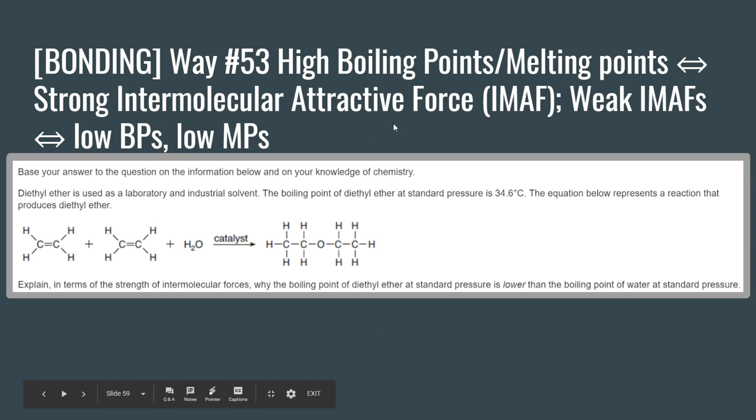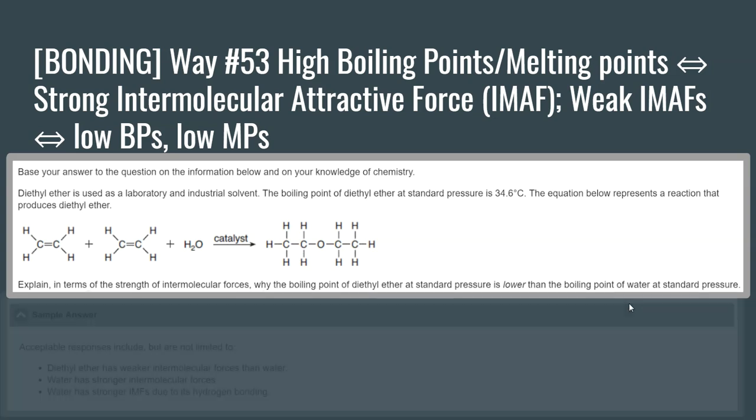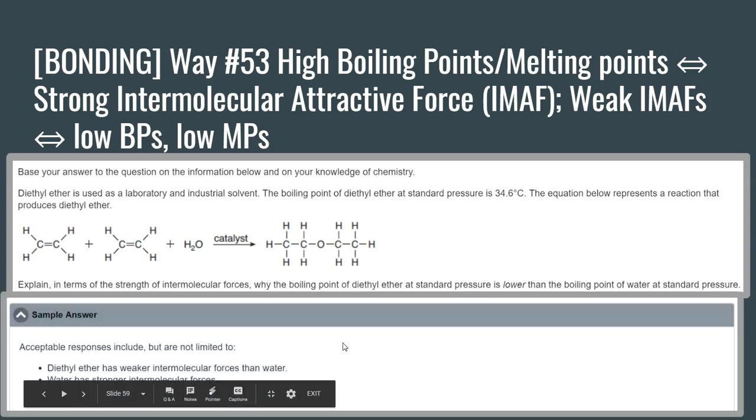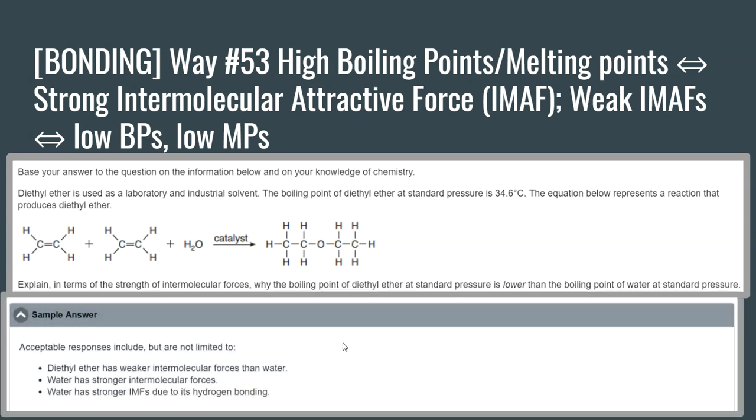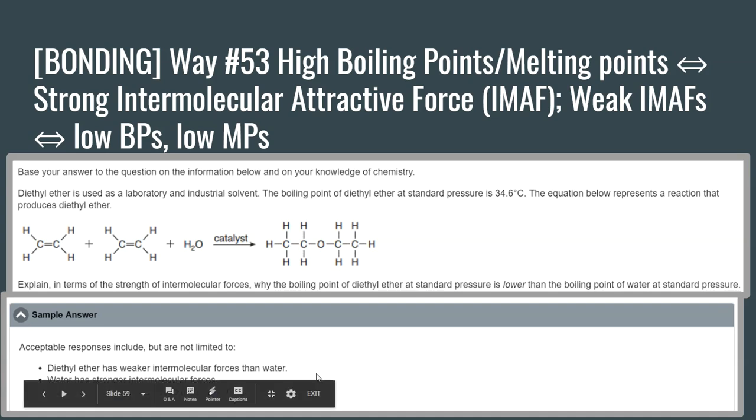Remember that the stronger the IMAF, the higher the boiling point. The weaker the IMAF, the lower the boiling point. So if diethyl ether has a lower boiling point, that means its IMAF is relatively weaker compared to the IMAF of water. So you should mention something like diethyl ether has weaker intermolecular forces of attraction compared to water, or water has stronger intermolecular forces due to hydrogen bonding. Remember, hydrogen bonding is one of those intermolecular forces that we'll discuss in future videos.